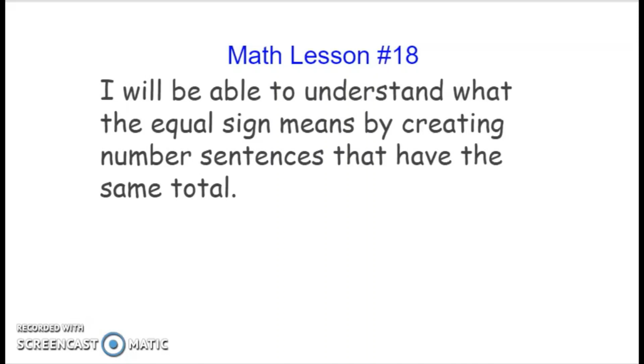Welcome back, families. For today's math review lesson, we are going to look at the equal sign. Today's objective is I will be able to understand what the equal sign means by creating number sentences that have the same total.